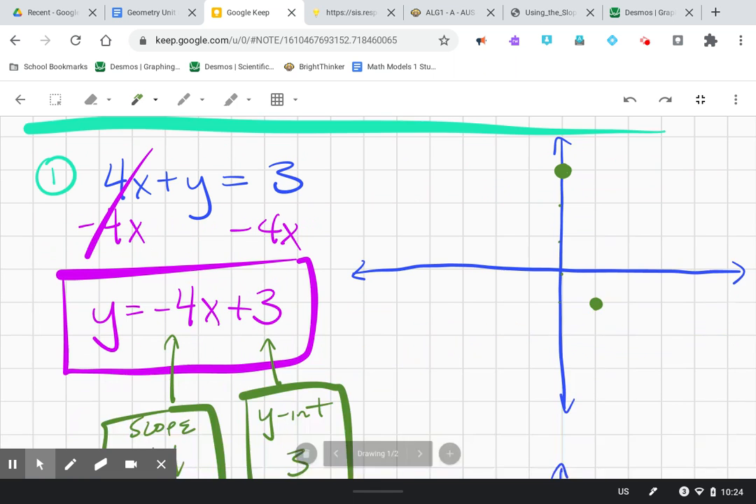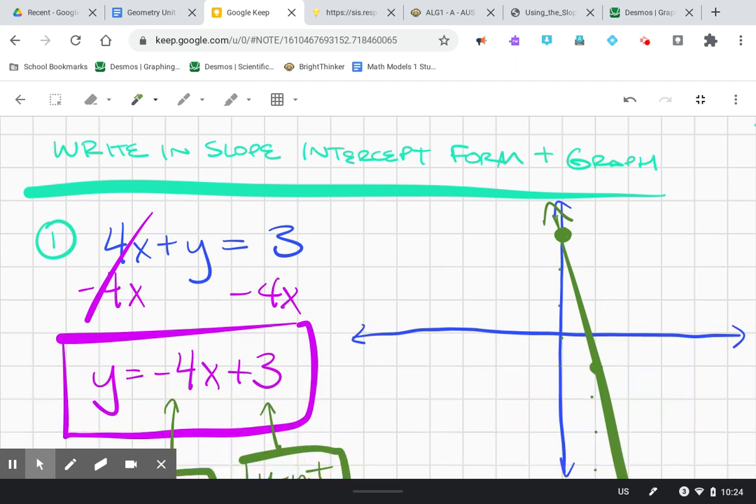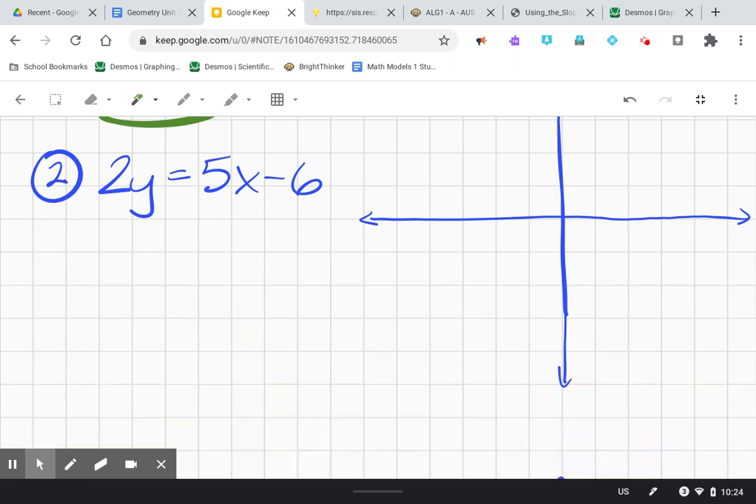And we could do it again. 1, 2, 3, 4 over 1. And so this would be the line as graphed with my y-intercept of 3 and my slope of negative 4. The rest of these are more or less like that. They're just set up differently.